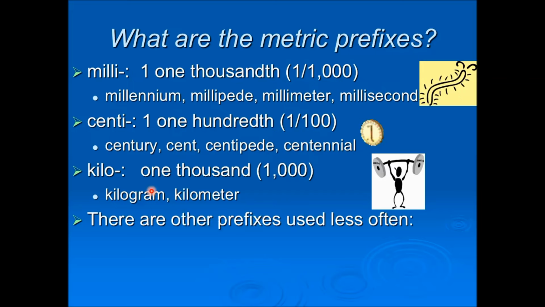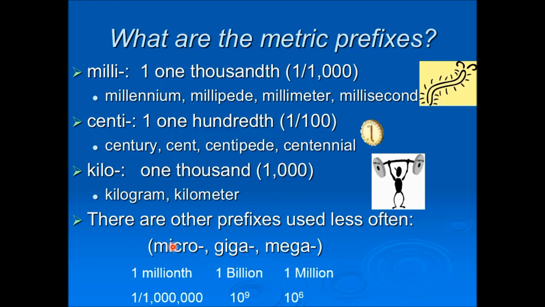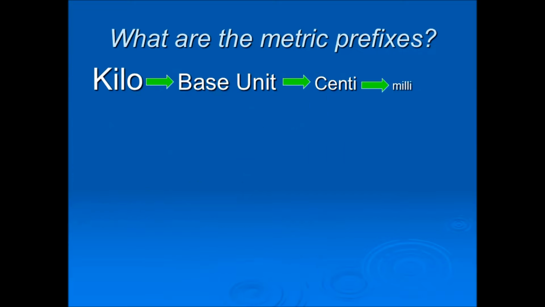And there's a whole bunch of other ones that we're going to use less often, but we're going to use centi and kilo quite a bit, like micro, giga, and mega. Micro means 1 millionth, or 1 over a million. Giga means 1 billion, so 10 to the 9th, and mega means a million, which is 10 to the 6th. So things like kilo, mega, and giga are big prefixes, meaning they take the base unit and make it bigger. Like a kilogram is 1,000 grams. Centi and milli are smaller ones, so they're making the base smaller.